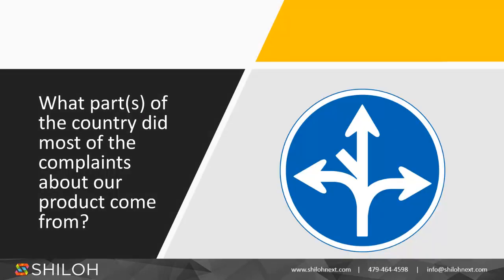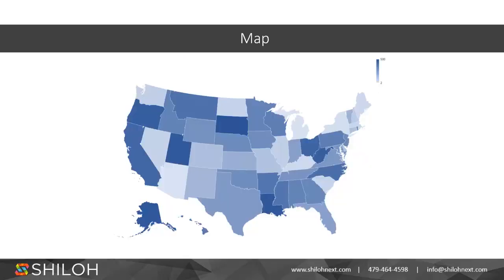The scenario: What parts of the country did most of the complaints about our product come from? Geography is important to the answer of this composition question, so choose a map so that you can tell at a glance which states have the highest number of complaints. In this example, states with few complaints are shaded light blue, and states with more complaints are darker blue.